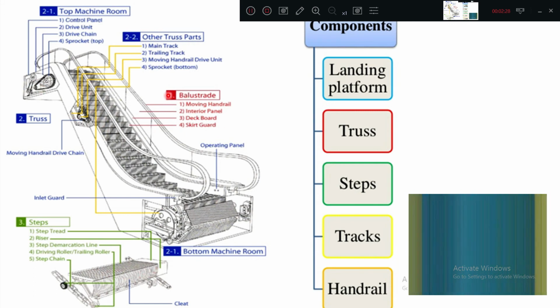Balustrade or handrail means these are the balustrades or handle components. It's for safety purposes. There is a deck board, interior panel, moving handrail. This is a part of the step riser. This is a tread. These are the common things.